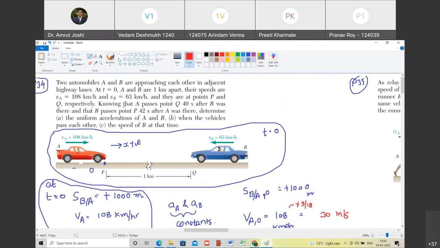Knowing that A passes point Q 40 seconds after B was there and B passes point P 42 seconds after A was there. Are you with me? Yeah. How will you now translate this statement into mathematical form? Tell me, how will you translate it? Any idea?